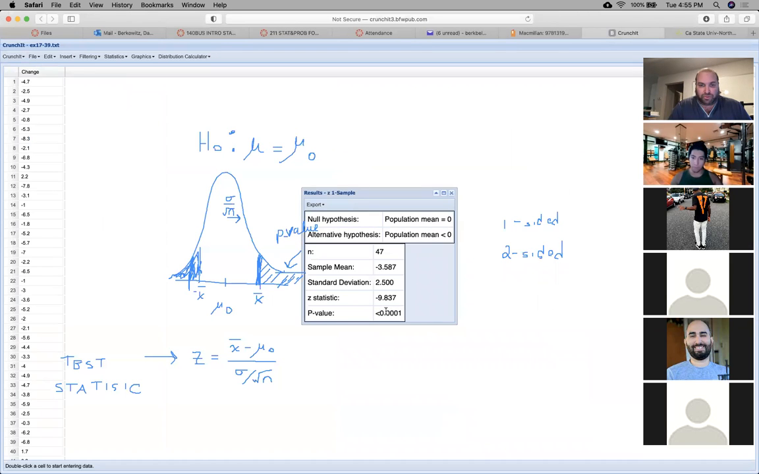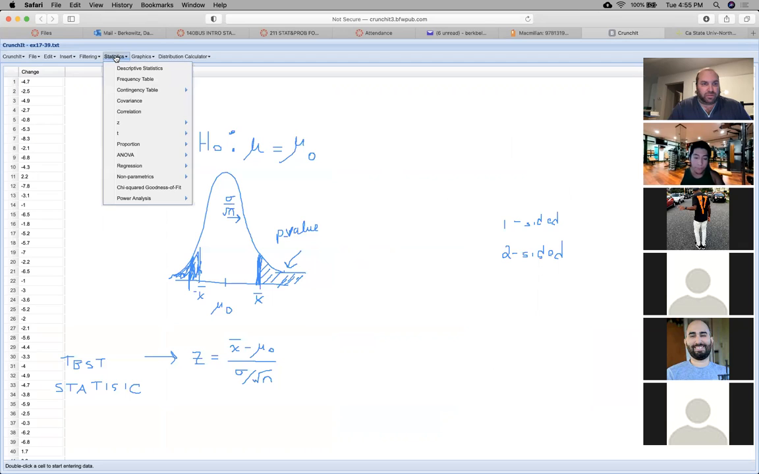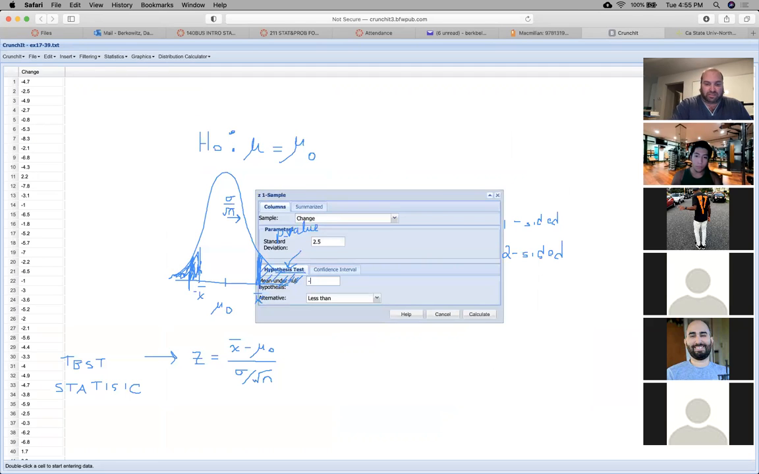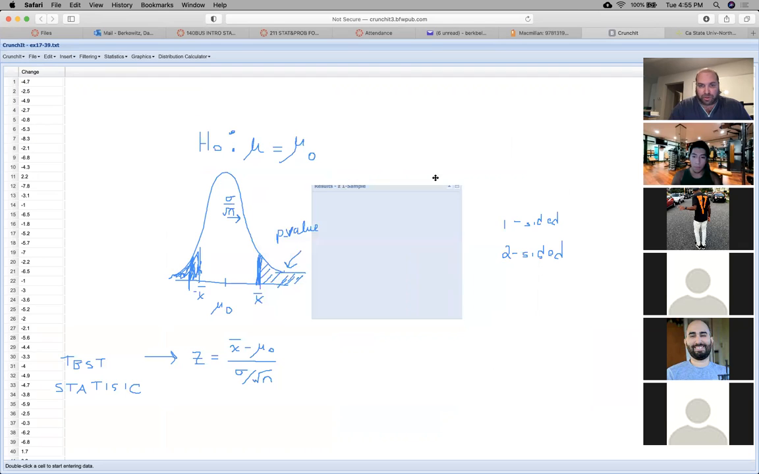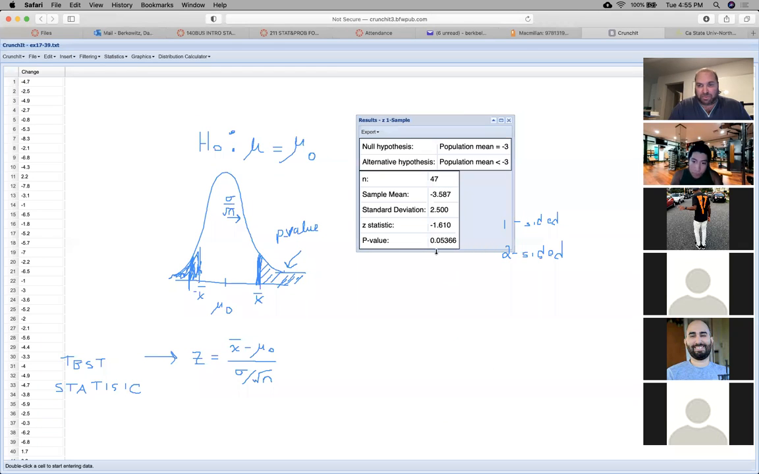This p-value is too small to really see it in action. So let's come up with a different scenario for Z. Let's instead see what -3 gives me. Okay, much better. So -3 gives me this p-value. That was for a one-sided situation.